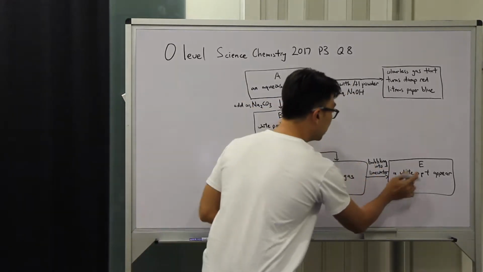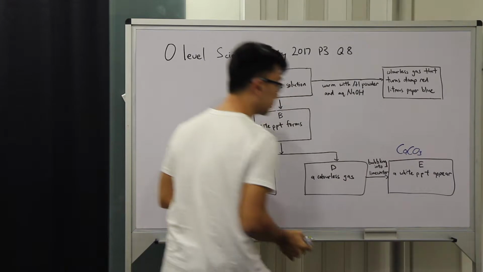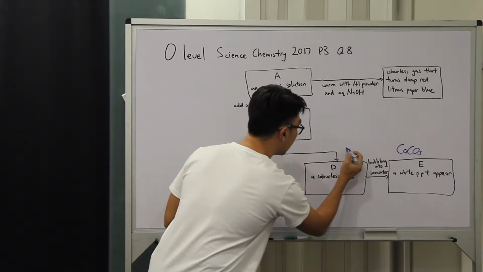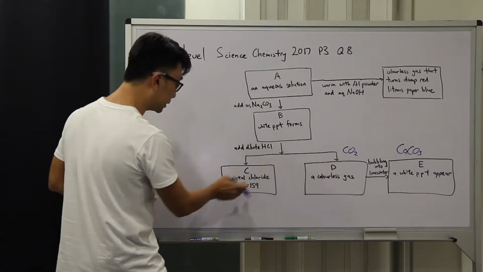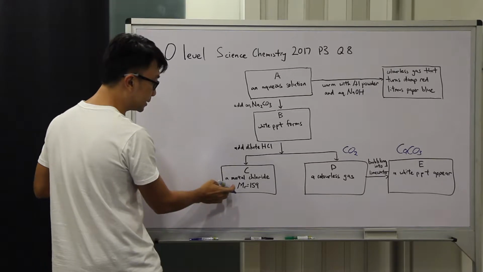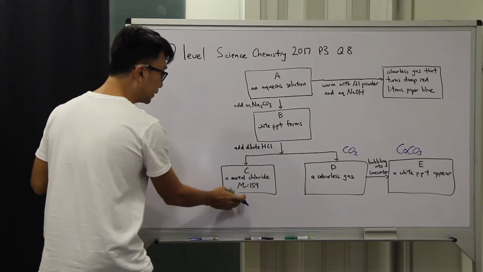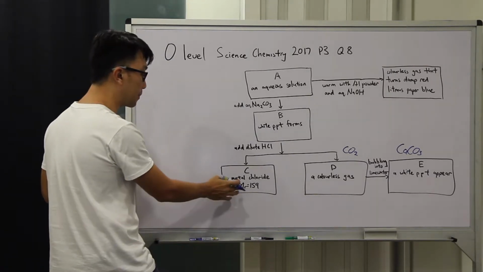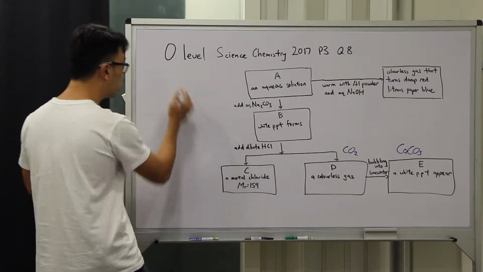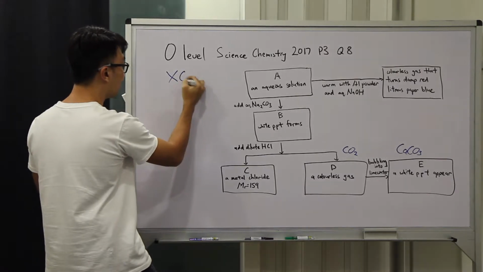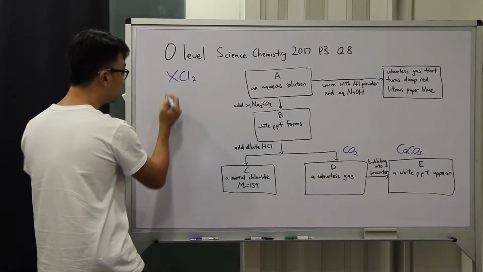And so E will be calcium carbonate, CaCO3. And D will be our carbon dioxide, CO2. Alright, so if we look further left to our C, this is a metal chloride with Mr of 159. Since they have given us the Mr, maybe we can use the Mr to help us identify the metal. So first of all, we know from the question that it is XCl2. So we have 2 chlorine atoms in the molecule.